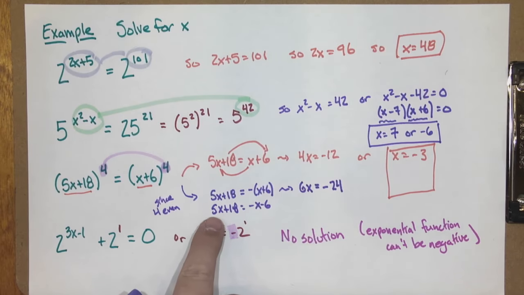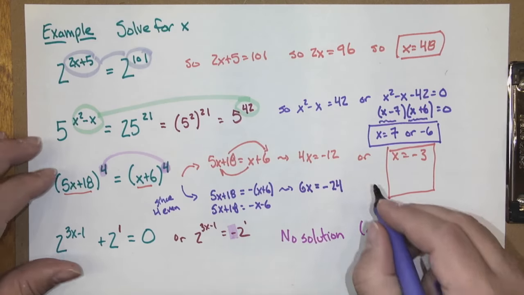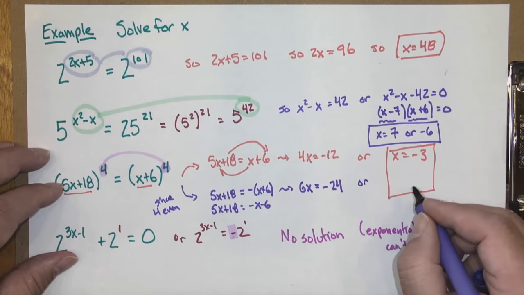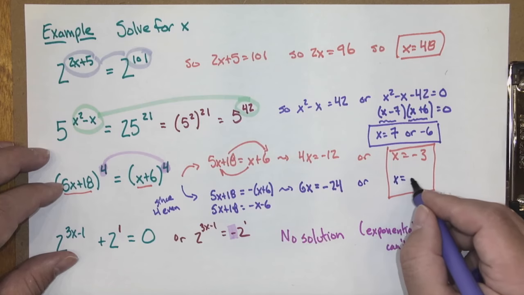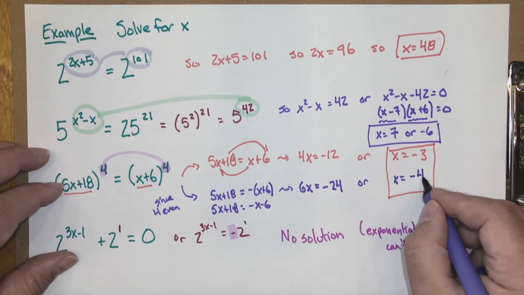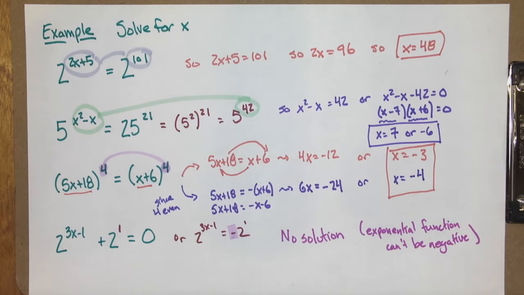Because I would add x to both sides. That's where we get the 6x. Subtract 18 from both sides. That's where we get negative 24. Or x would be negative 4. All right. So you get two possible solutions. So be careful. Be careful.